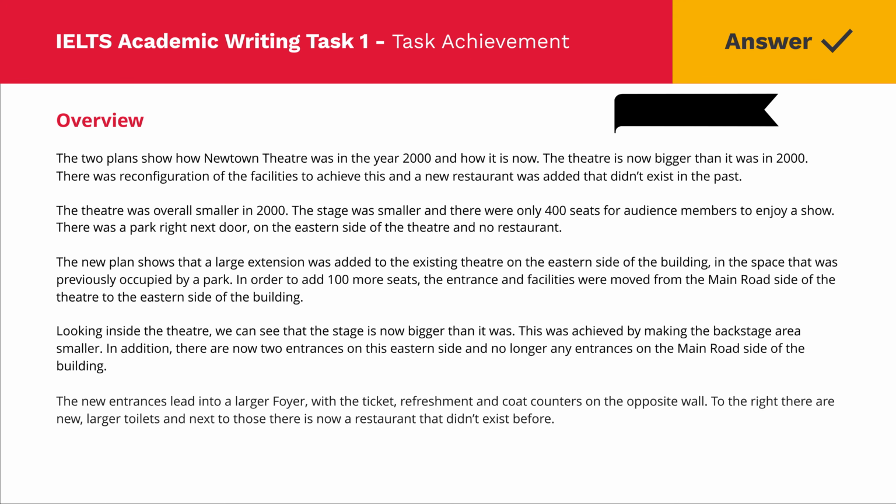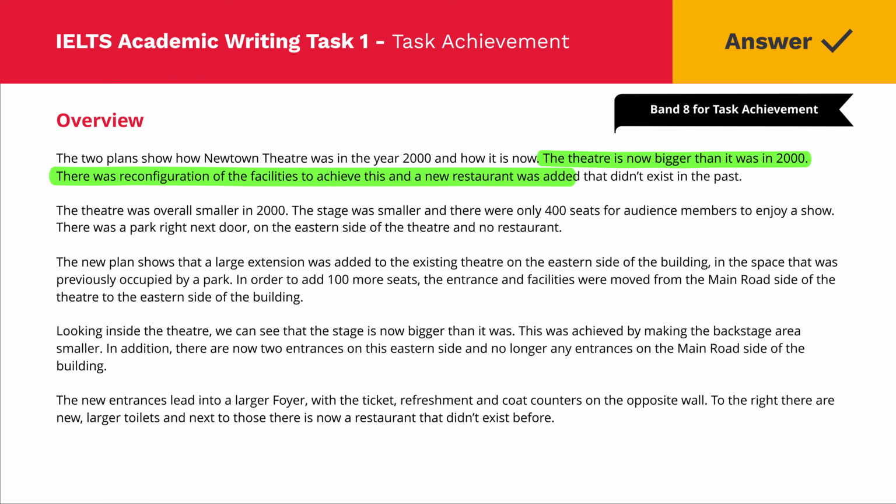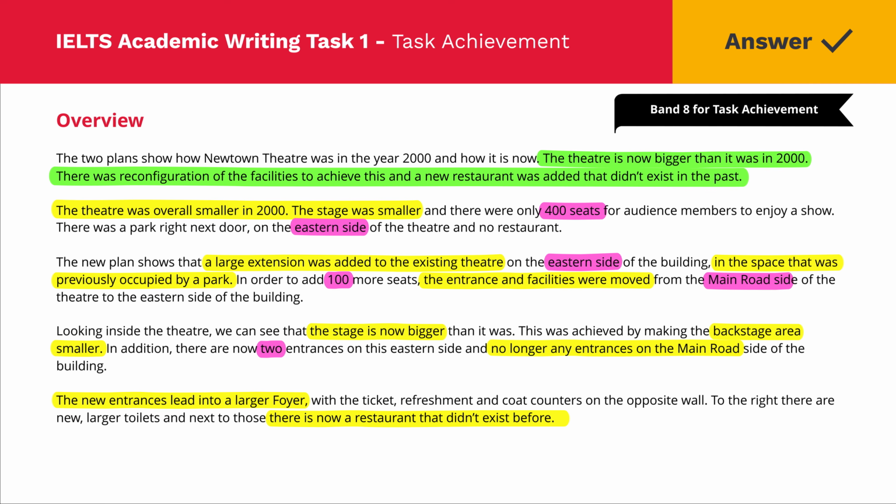In this response, which received a high band score, there is a clear overview. It's highlighted in green. The response includes all the key features, which in this case are the major changes. And these features are supported using figures. For example, 400 and 100. And information that tells us where these changes appear on the plans. For example, the eastern side and on the opposite wall.